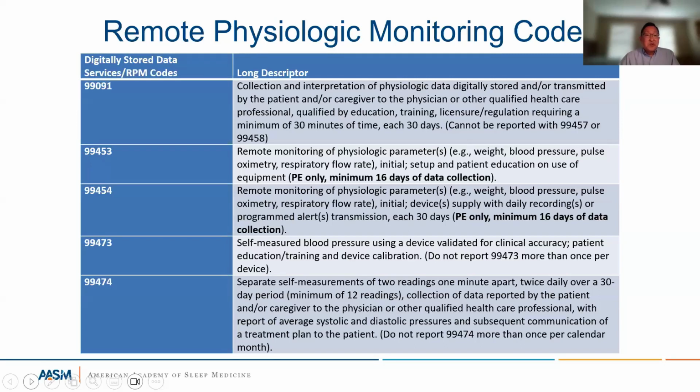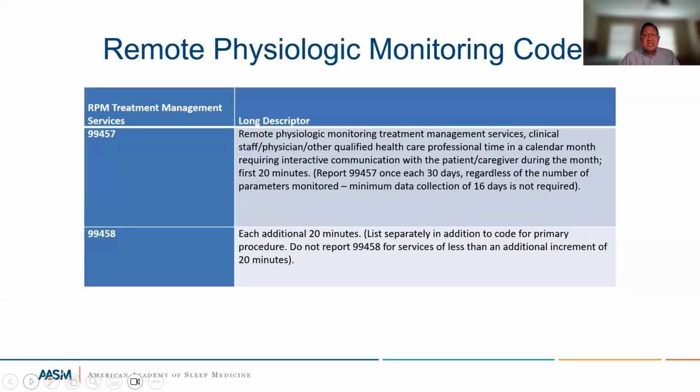But there's two specific codes, the 99473 and the 99474 codes, which pertain to blood pressure monitoring. Next slide. So the ones we're interested in would be these two codes for treatment management services. So the 99457 and the 99458.